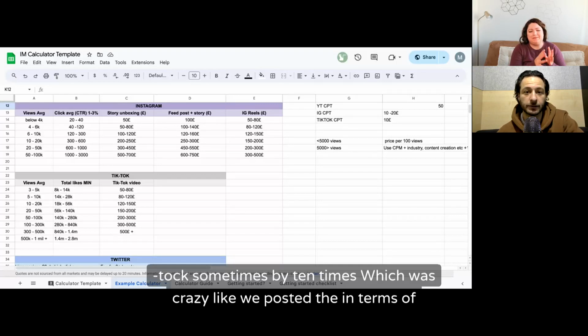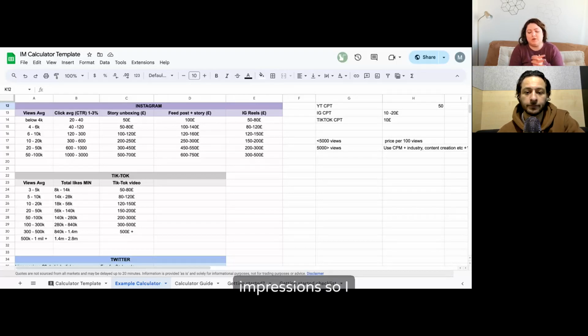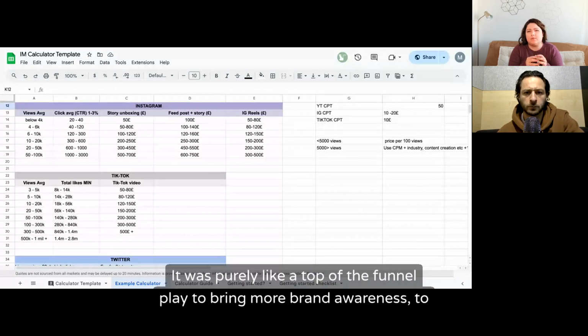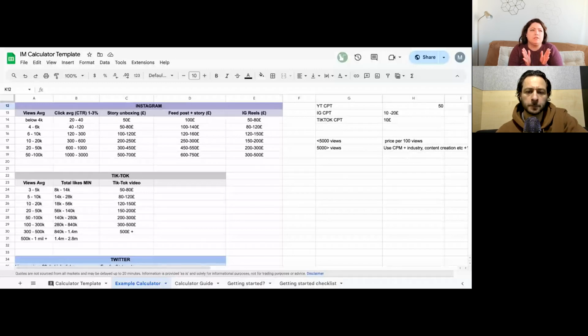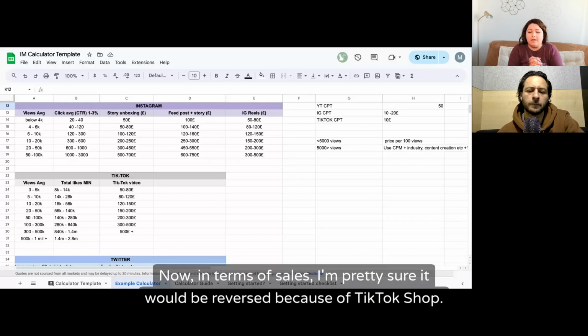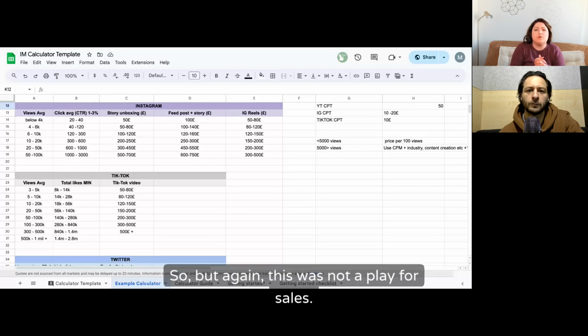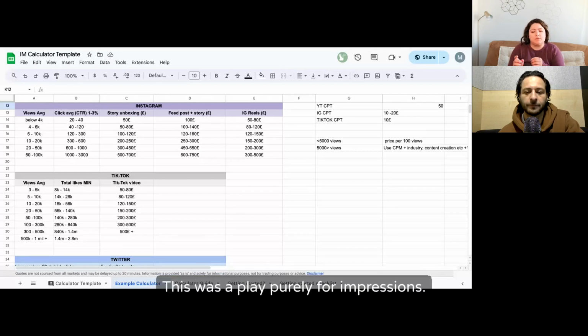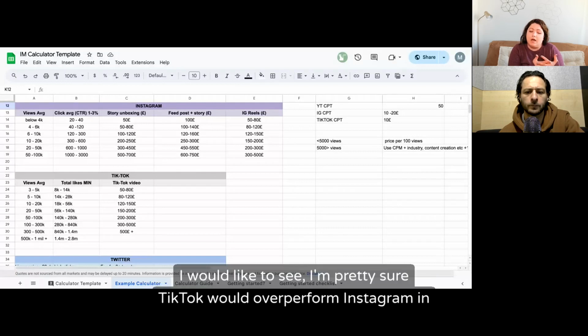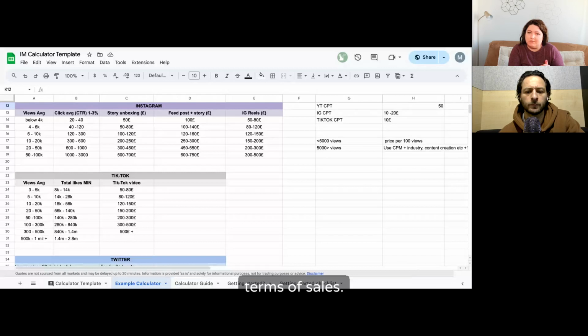In terms of sales or impressions? For this, we didn't track sales. It was purely a top of the funnel play to bring more brand awareness, to bring the brand into the conversation. Now, in terms of sales, I'm pretty sure it would be reversed because of TikTok Shop. But again, this was not a play for sales. This was a play purely for impressions. I would like to see, I'm pretty sure TikTok would overperform Instagram in terms of sales. That's my take on it.